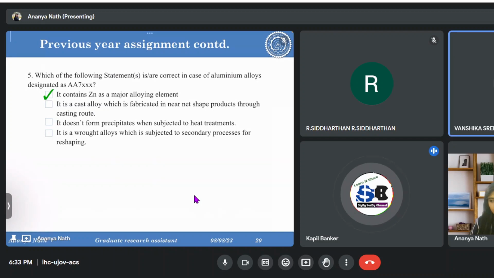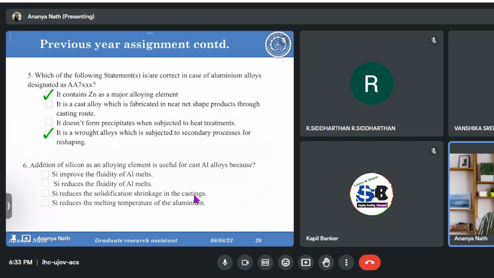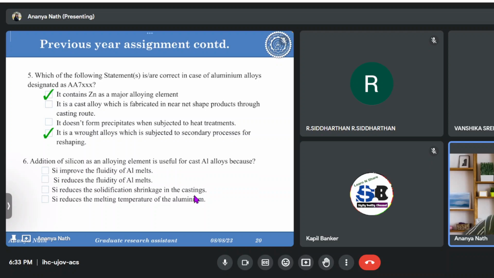Yes, yes, yes. It's heat treatable. So if it's heat treatable, can we go for the precipitation hardening? Yeah, it forms precipitates. But it's saying it doesn't form precipitate when subjected to heat treatment. Okay, no problem. This answer was given there, but I also think that there will be some precipitate when it's subjected to heat treatment. But let's see.